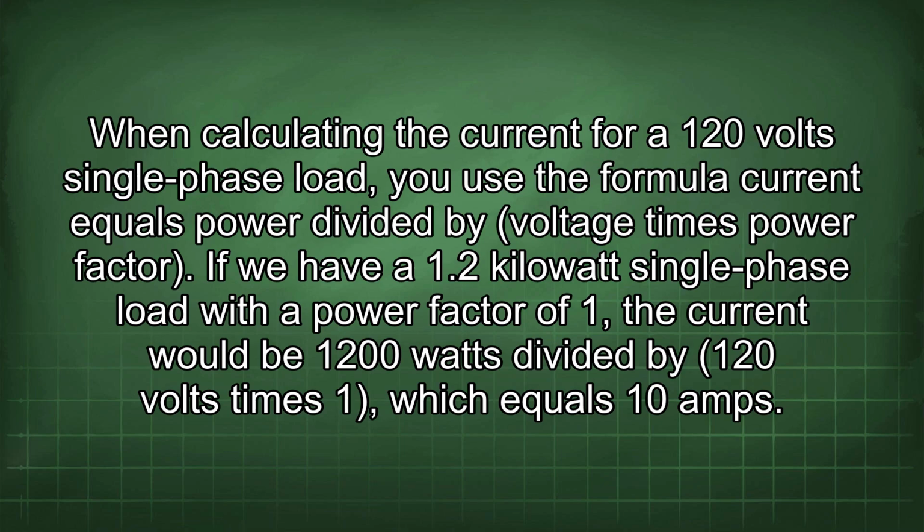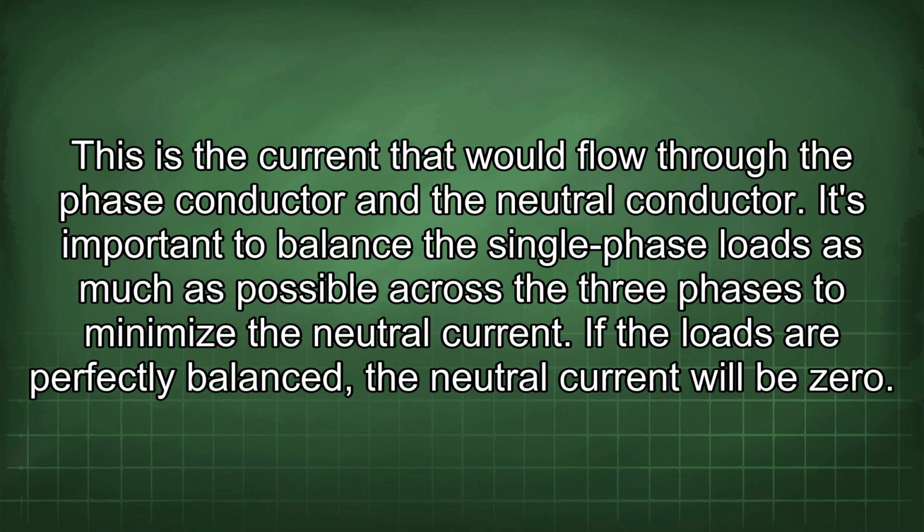When calculating the current for a 120 volt single-phase load, you use the formula: current equals power divided by voltage times power factor. If we have a 1.2 kilowatt single-phase load with a power factor of 1, the current would be 1200 watts divided by 120 volts times 1, which equals 10 amps. This is the current that would flow through the phase conductor and the neutral conductor. It's important to balance the single-phase loads as much as possible across the three phases to minimize the neutral current. If the loads are perfectly balanced, the neutral current will be 0.